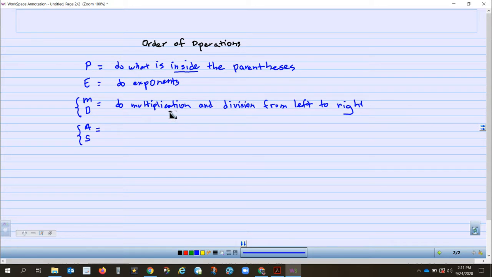So you do multiplication and division from left to right. If the division comes first, you do it before the multiplication, and vice versa. And then finally, at the end, you do addition and subtraction. And again, these two go from left to right.